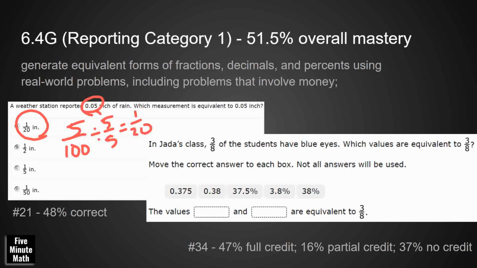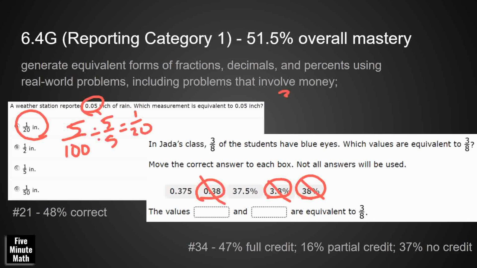This one, 3/8. Now take a look at this. If you don't know how to figure out eighths, look what options you're given: 0.38, 3.8%, 38%. That should have been your first clue, that there are only two blanks, but three of them are just 38. That's not how fractions work. You don't just take the two numbers and put them into percent. So really, those three are incorrect.